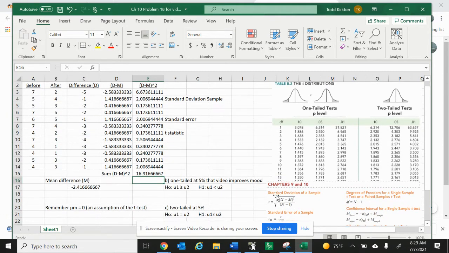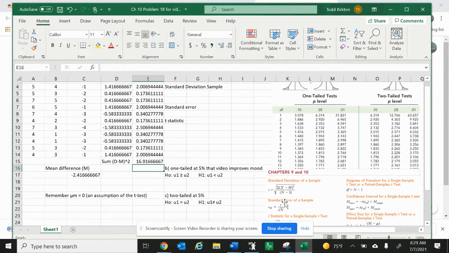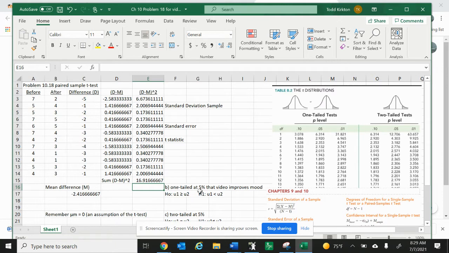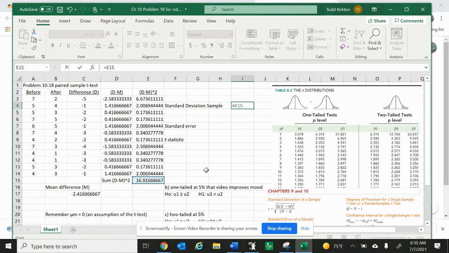So first of all, standard deviation of the sample. I'm reading down here in the formulas. It says the sum of the squareds divided by n minus 1. So the sum of the squareds is this value right here. I'm going to type equals this value divided by n minus 1. And you can just count how many there are. 14 minus 3 is 11. Add 1 is 12. So it means our n minus 1 would be 11.